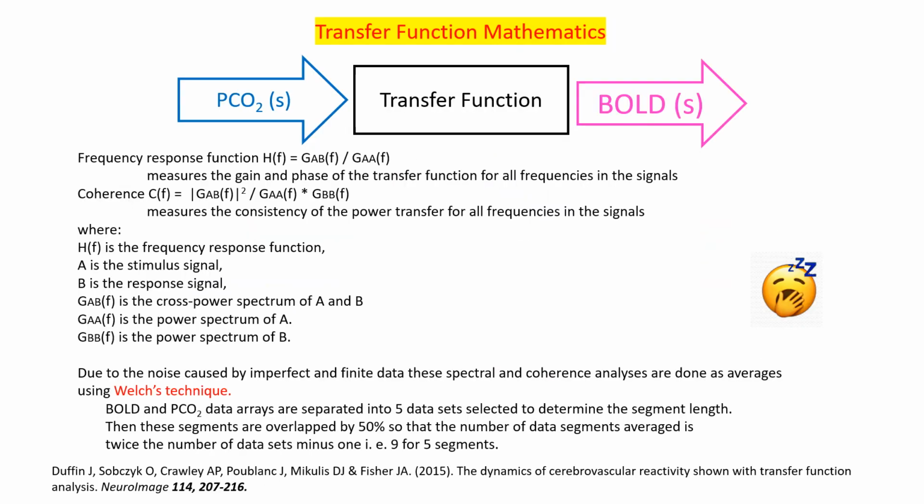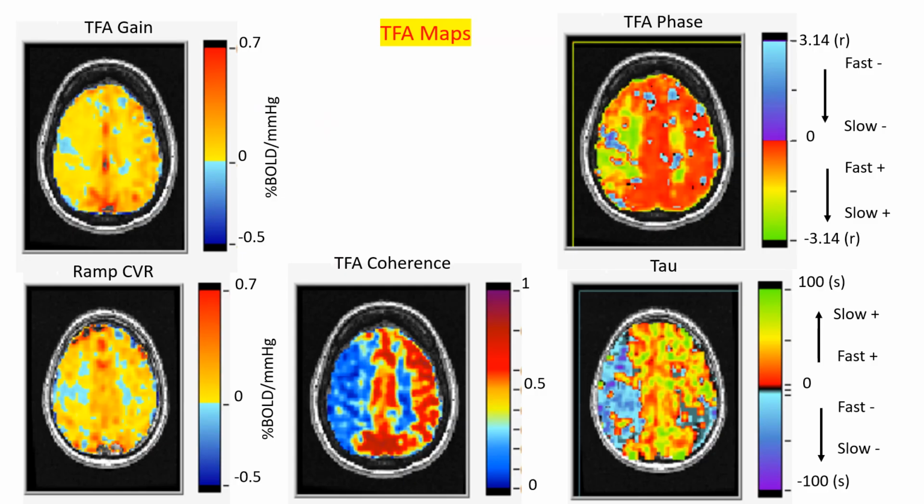Just in case you are curious about the transfer function analysis calculation, here are some of the details, and you can pause to view these, but I will skip to the results. As these maps from two patients with similar pathology show, transfer function analysis gain corresponds to the ramp CVR, and transfer function analysis phase corresponds to tau.